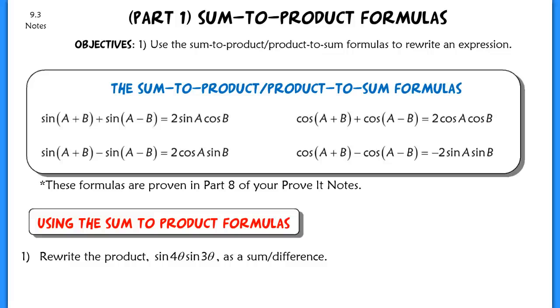This lesson is part 1 of section 9.3. We're going to be working with the sum to product formulas that we proved in our prove it notes in part 8. So I know that at this point you probably don't want to do this, but you need to go back and watch part 8 of your prove it notes.